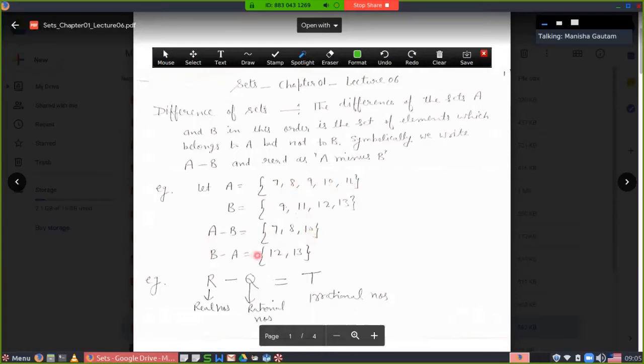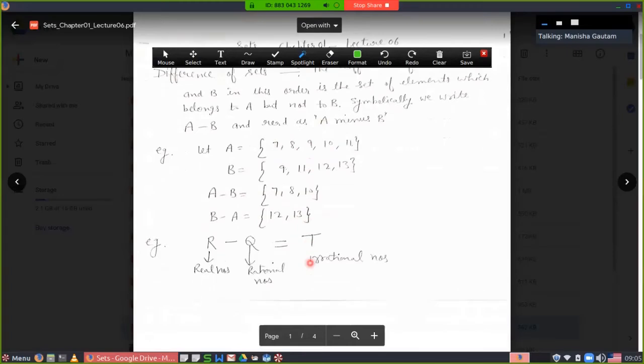If you want to calculate B minus A, then delete the elements of A from B. What are those elements? 9 and 11 are the elements which are in A. Delete these elements from B. What will you get? 12 and 13. It means this is B minus A.